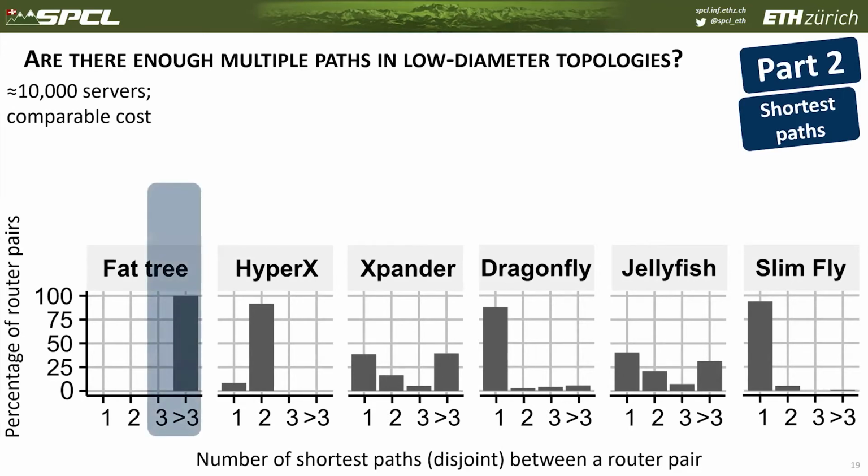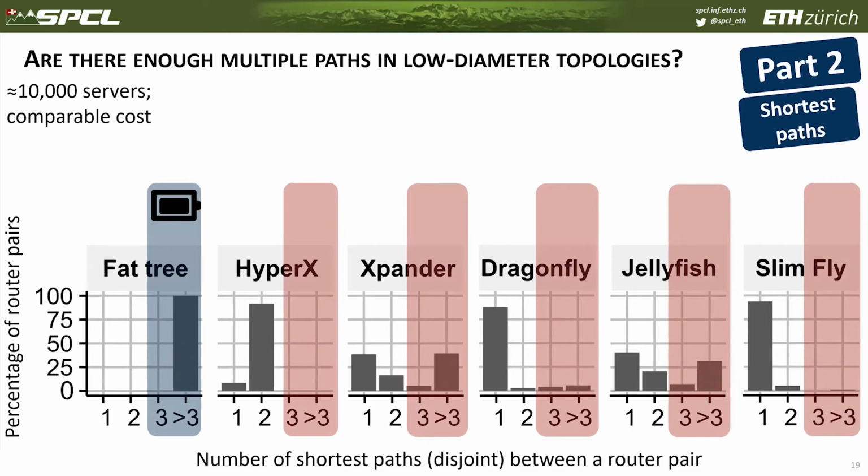What we can see on the left is that fat tree is confirming our intuition, our knowledge of this topology. We can see that 100% of pairs of routers are connected with more than 3 shortest paths, which are fully disjoint. This is kind of clear. We have these core routers, and we can route through them using same length shortest paths. Very symmetrical design.